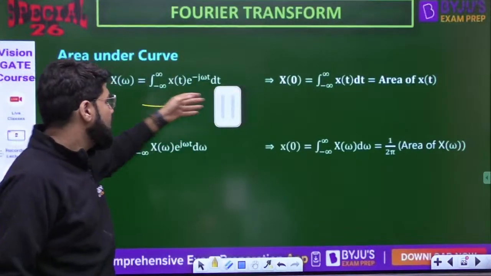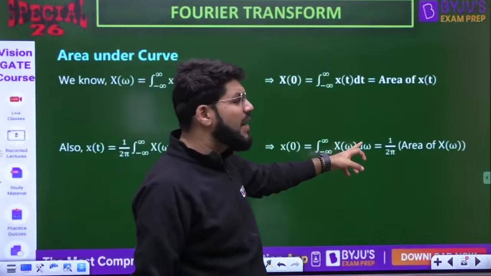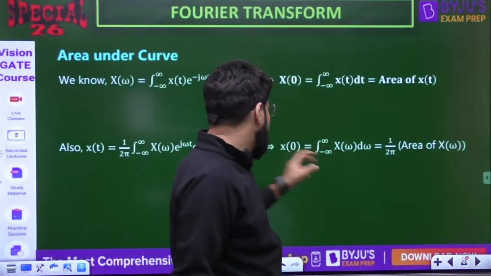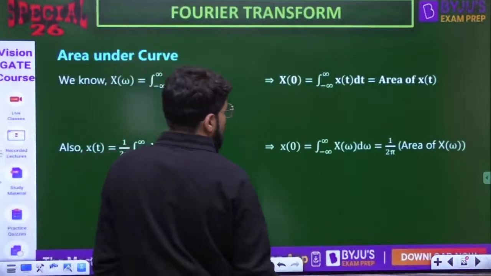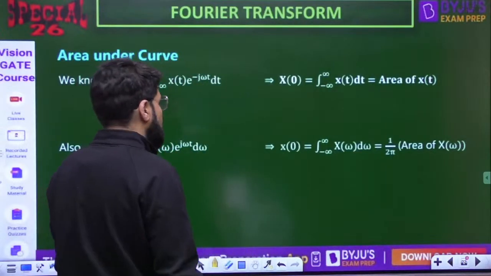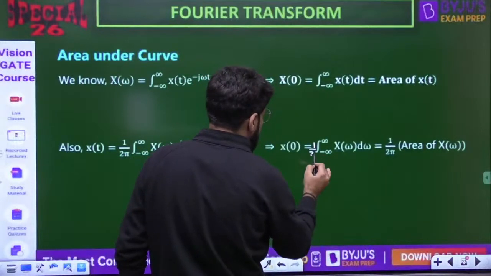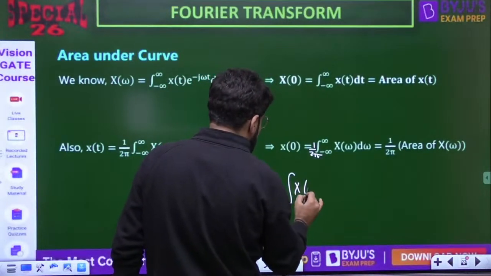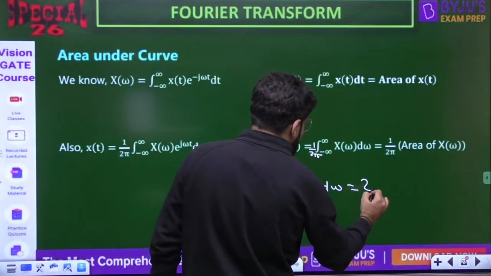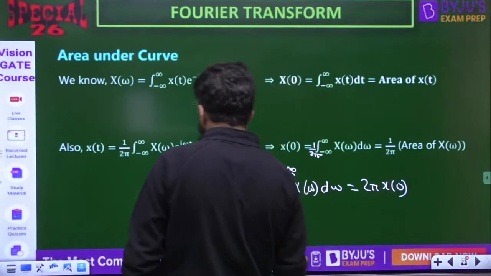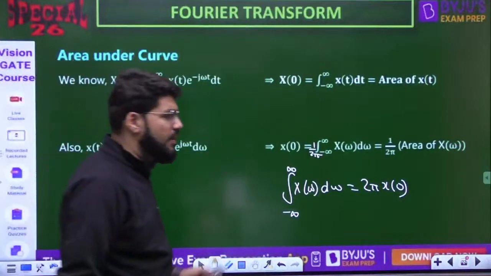Similarly, sometimes you want the integral of X omega d omega, the area under X omega. As per the inverse Fourier transform property, it will become 2 pi x(0). The 1 over 2 pi was missed here. So let me write it like this: the integral of X omega d omega, the area under X omega, will be 2 pi x(0). So this can be an application based question that can come up from here.